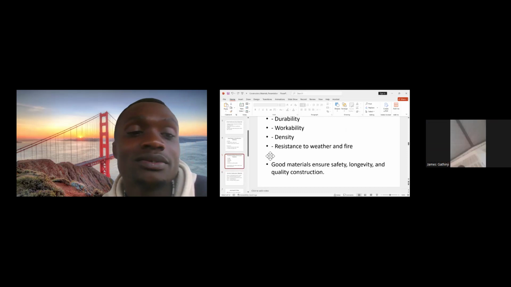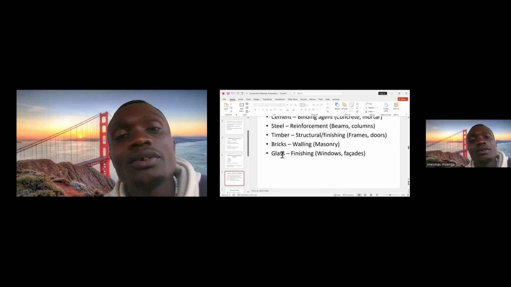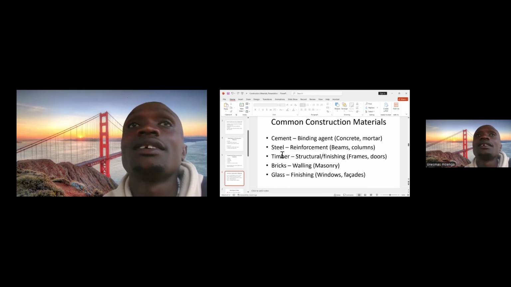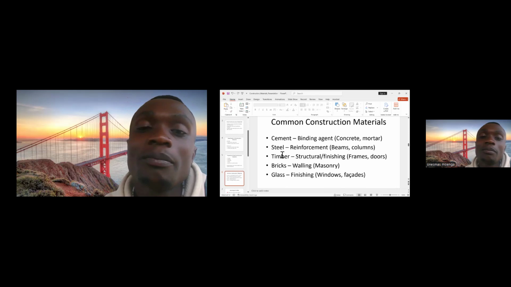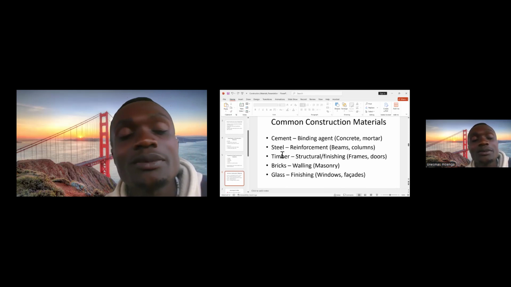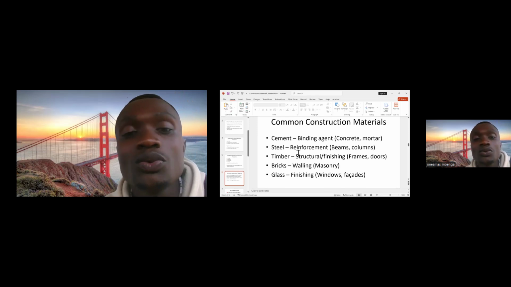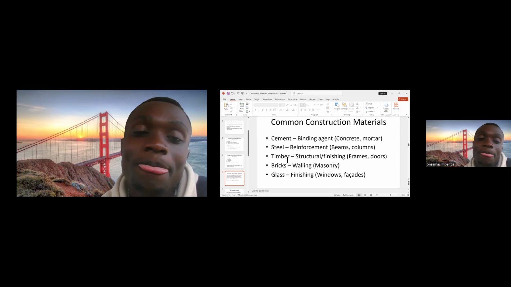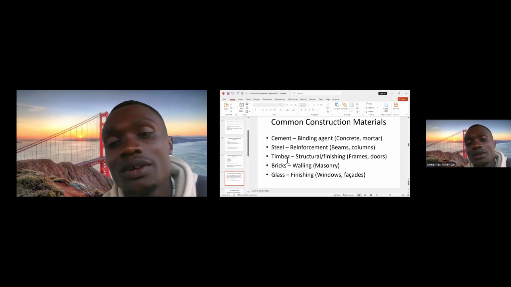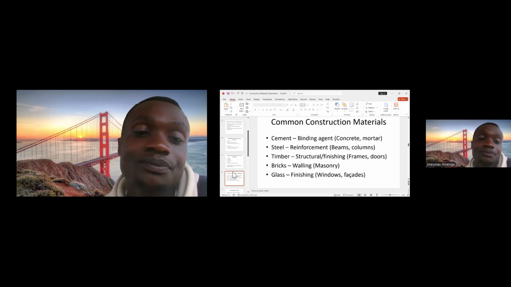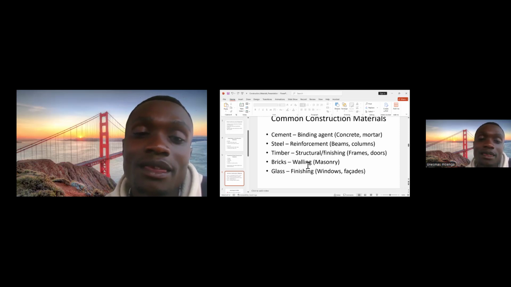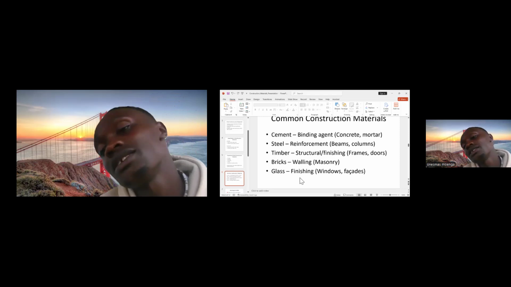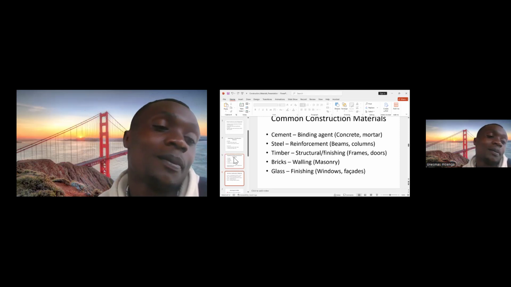Then we have the common construction materials, the likes of cement, which is used as a binding agent, concrete and mortar. Then we have steel, which is used for reinforcement, beams and columns. Then timber, used for structural work, finishes, frames and doors. Then bricks, used for walling under masonry. Then glass for finishes, windows and facades.